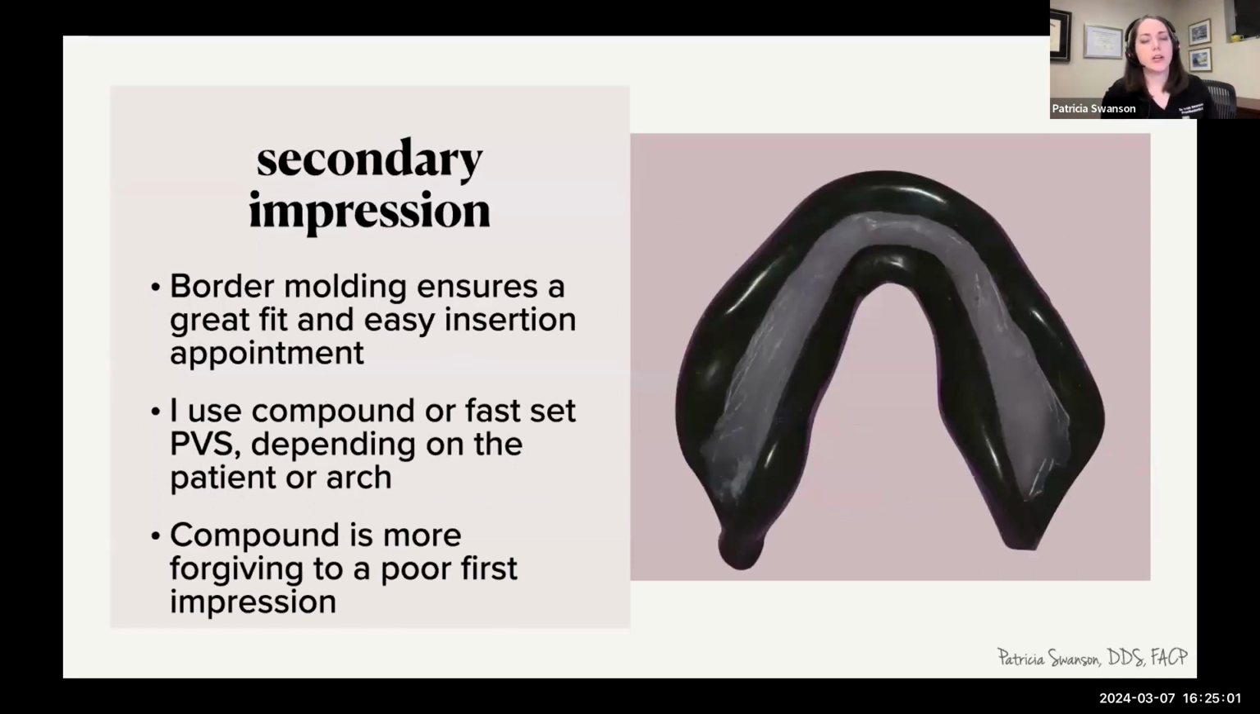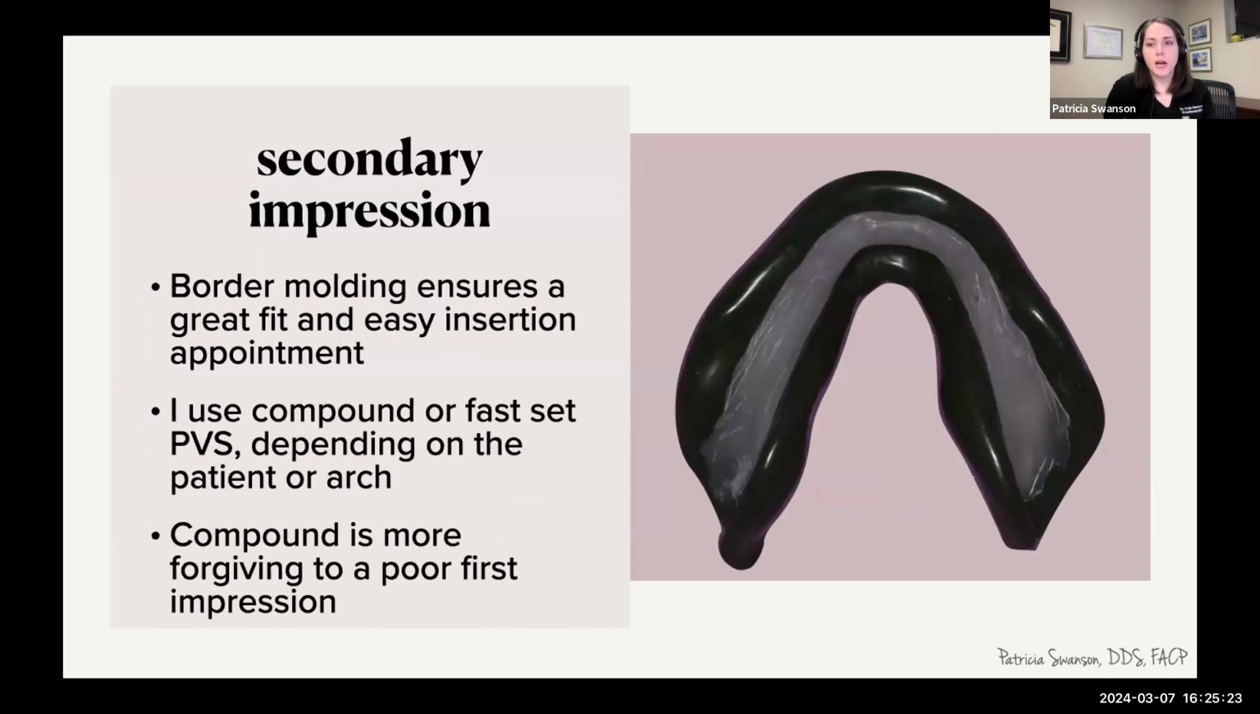I like to do a secondary impression on most of my dentures, because when I border mold, I know I'm going to get a great fit, and I can trial if I have suction, and that just makes my insertion appointment so much easier. Sometimes I still actually use green stick compound, or other times I use fast set PVS, depending on the patient or their individual arch.